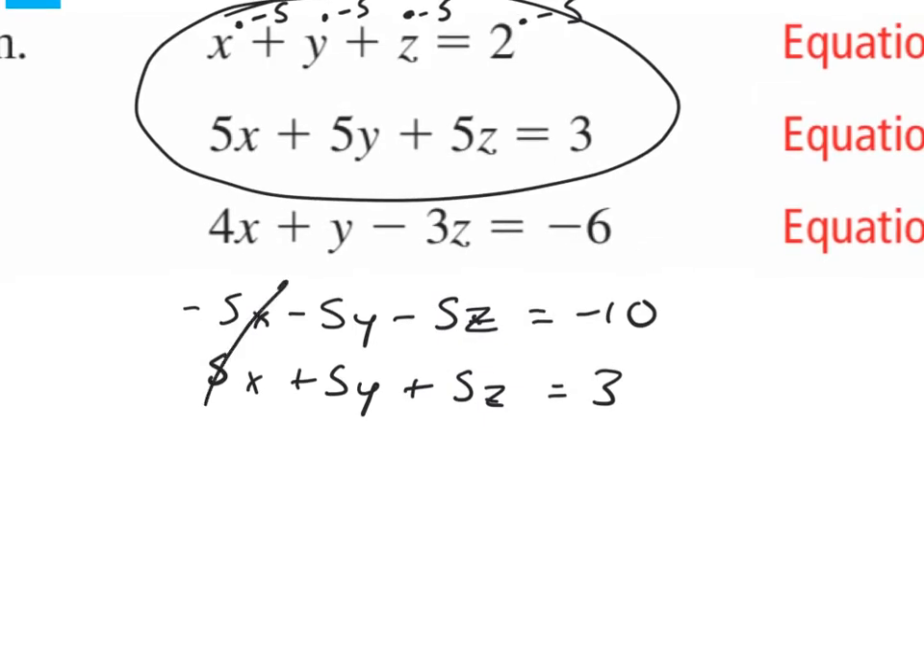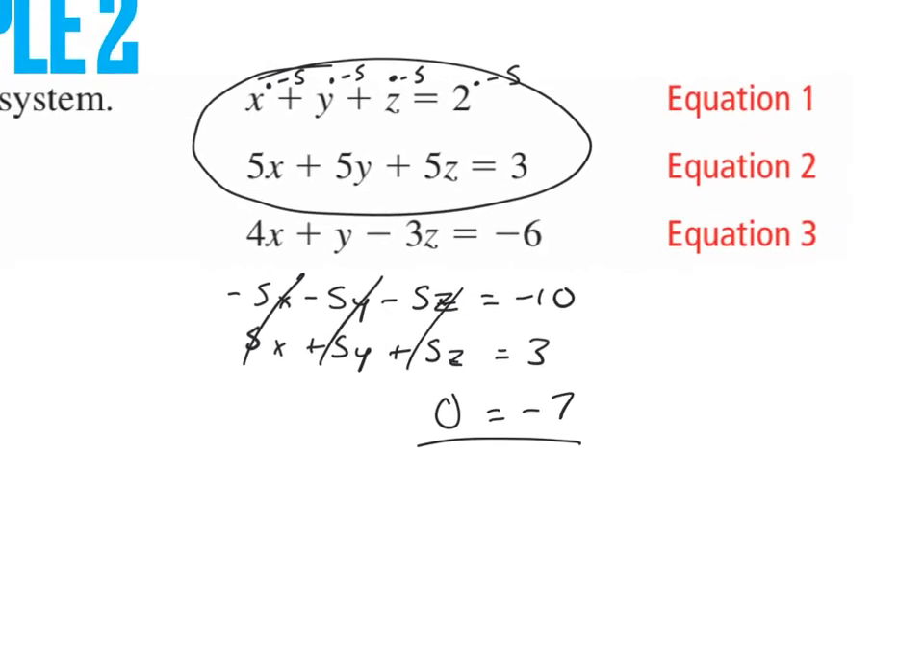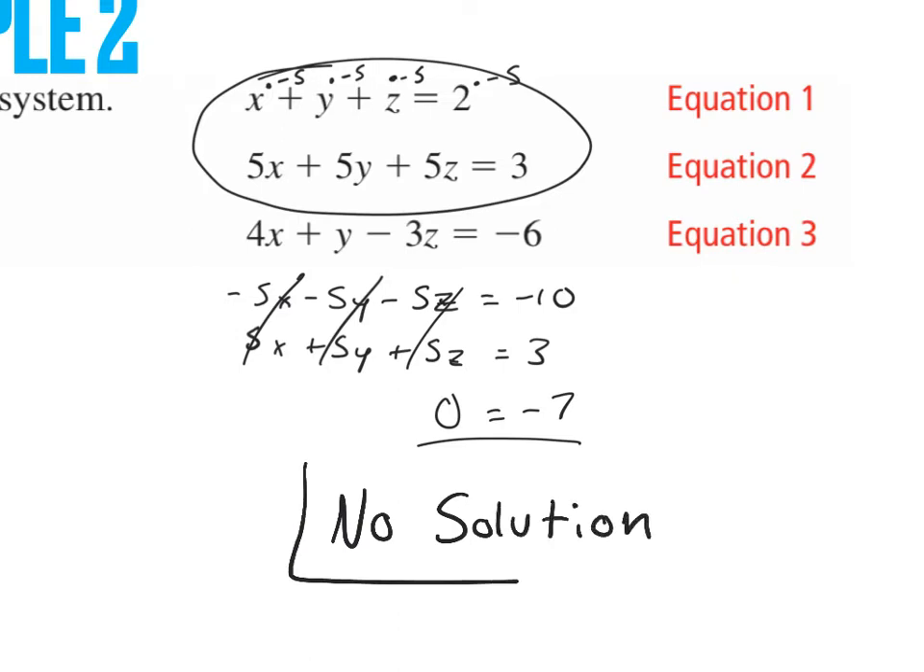So our x's are going to cancel out. 5y plus 5y cancels out. 5z, negative 5z plus 5z cancels out. So we're just left with 0 on the left side. And then on the right side, we have negative 10 plus 3, which would be negative 7. Does 0 equal negative 7? No. So what do we do here? Put no solution. No solution. Awesome. So here we have no solution.